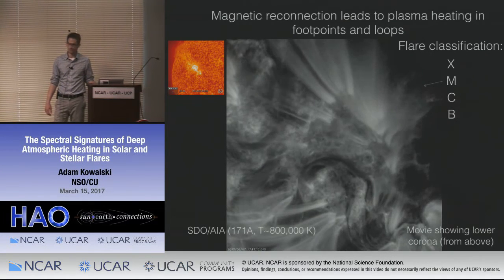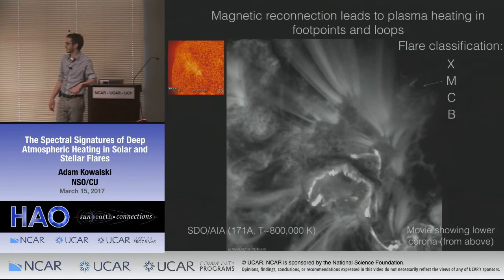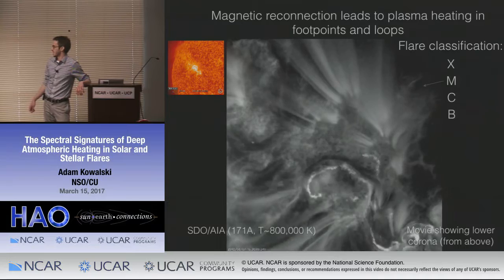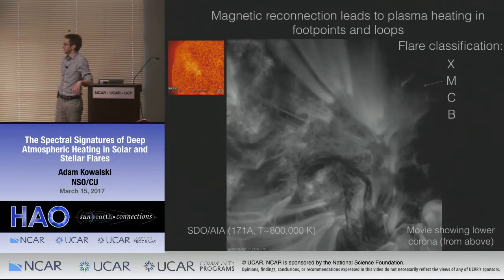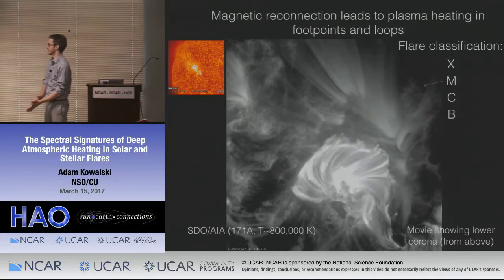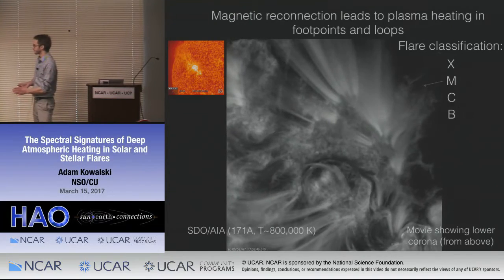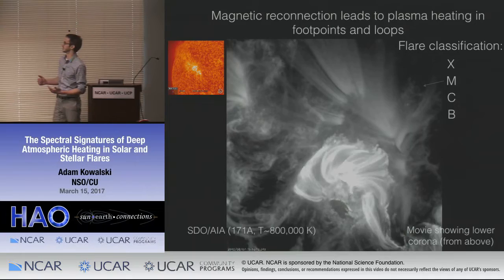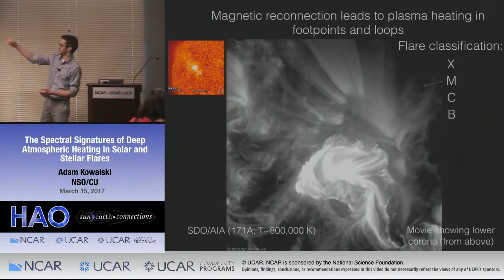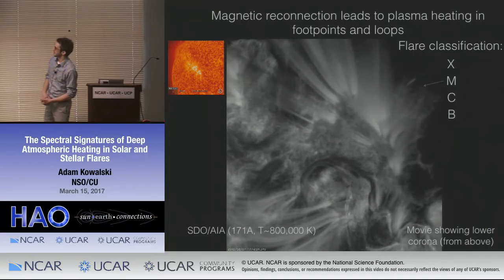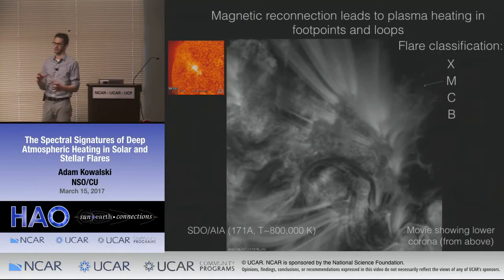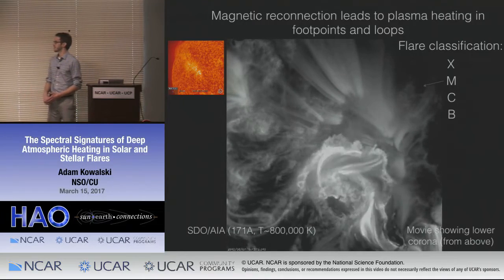All right, so this is maybe my favorite movie of a solar flare. It's a two-ribbon solar flare taken by the Solar Dynamics Observatory, AIA, 171. So this is just looping through and showing you the plasma at about 800,000 Kelvin. This is an M-class flare, and so it's not even the biggest type of flares on the sun. The movie in the upper left is a different wavelength, another UV wavelength, but it's zoomed out to show you the size of this flare.